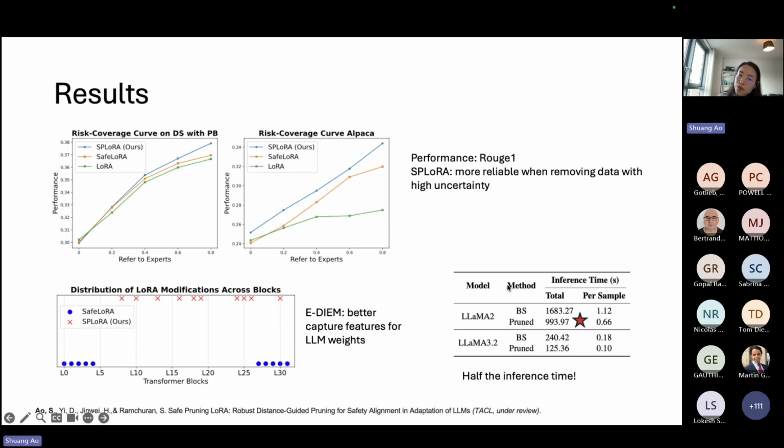And because we're pruning some layers, our inference time also becomes shorter. And as you can see, we almost halve the inference time in this way.